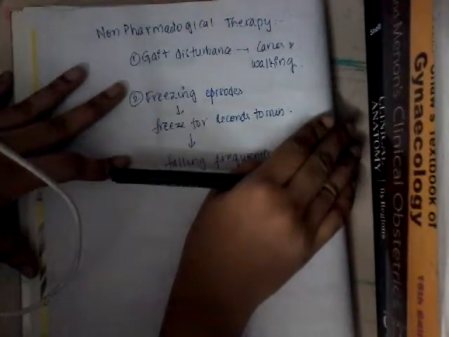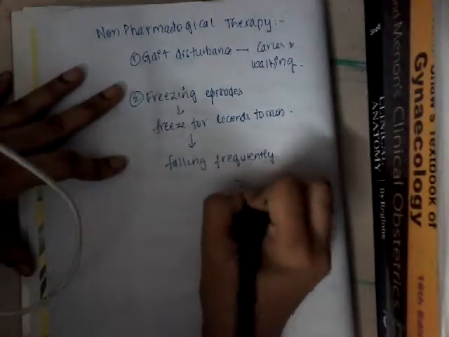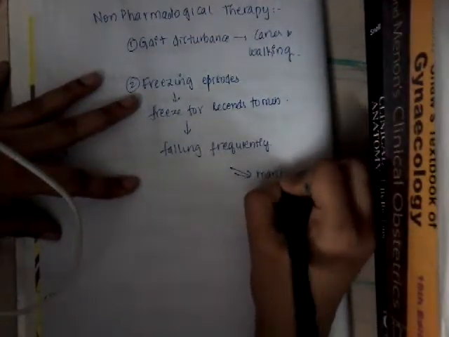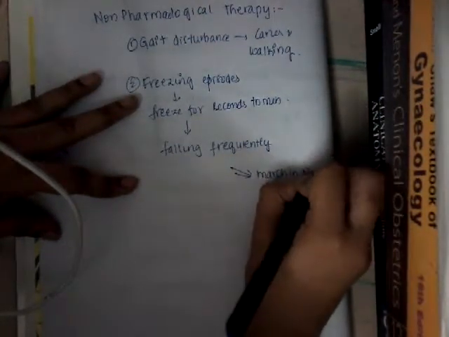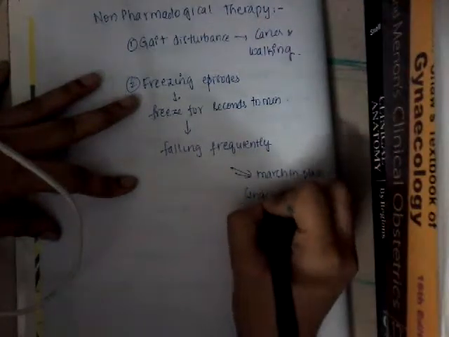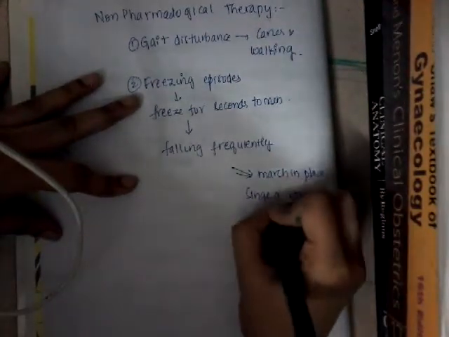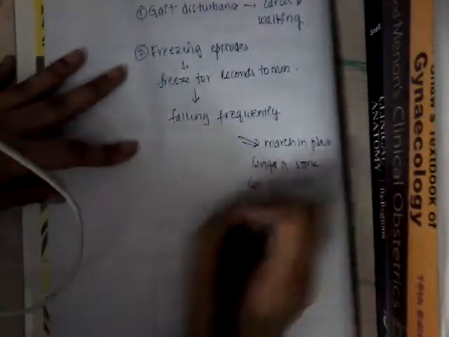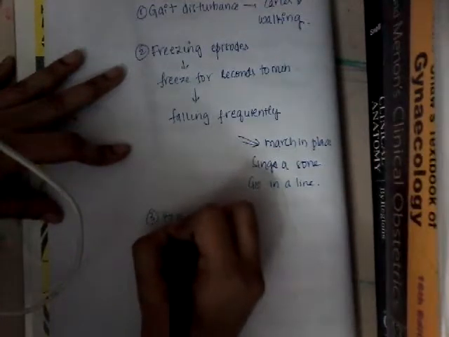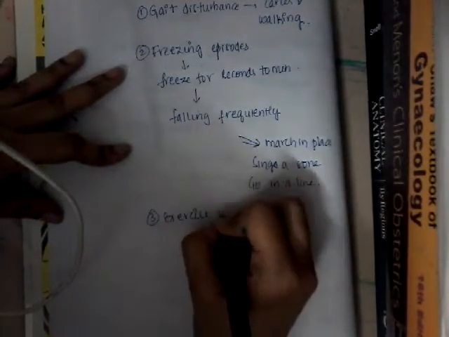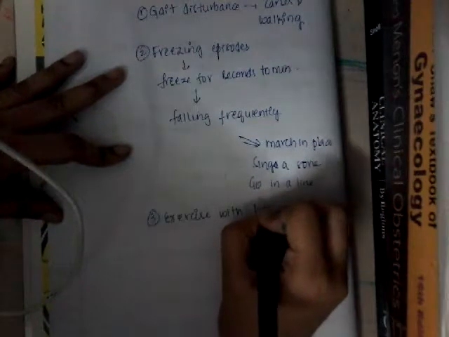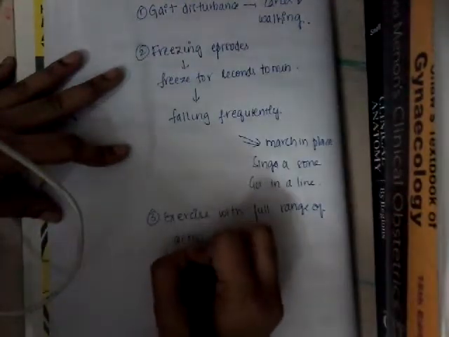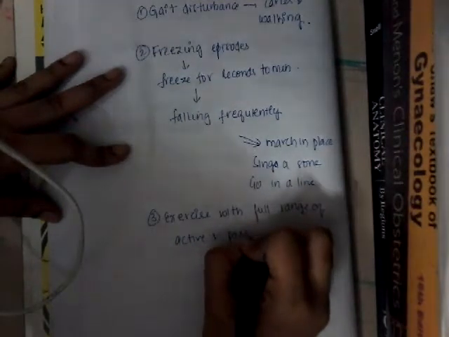This freezing can be treated by dopaminergic therapies, but along with that, we will have to ask them to march in place, sing a song, or go in a line to decrease these freezing episodes. And third, you have to ask them to exercise with full range of active and passive movements. So this is important, right?